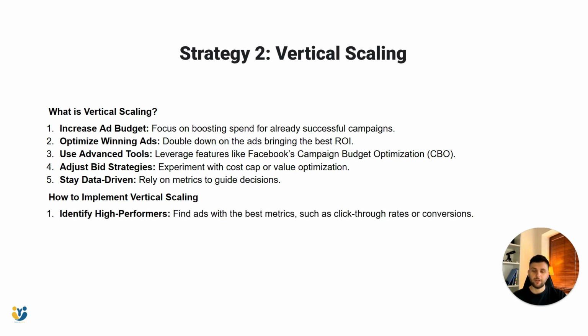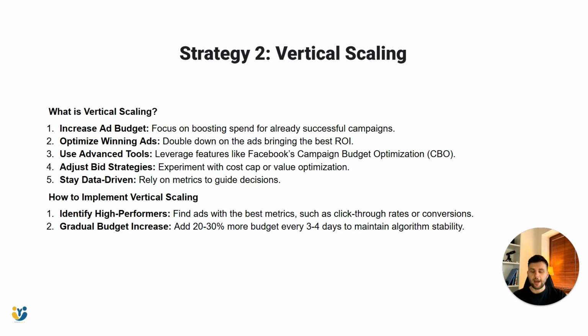So first of all, you identify what works the best, right? Super simple. Second of all, you gradually increase the budget. So you add like 20 to 30% more budget every 3 or 4 days to maintain the stability within the algorithm and to see whether it works or not, right? You don't want to be just gambling your money, right? And put 100% of your budget on something you might think works. That's not a good idea.